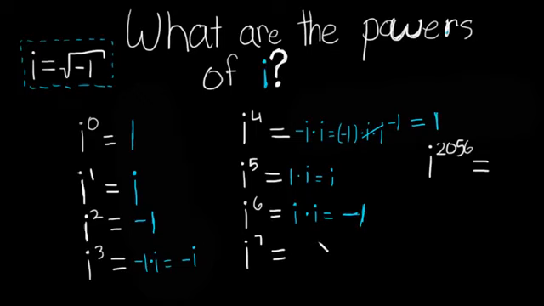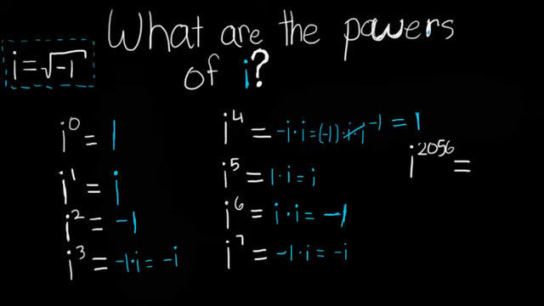And then what's i to the seventh power? Well, i to the seventh power is just i to the sixth power times i. So -1 times i, and then we get -i. What's i to the eighth power? Well, i to the eighth power is just 1. It keeps repeating forever and ever. So we see the pattern of the powers of i. Let's get a few examples of i to big powers.